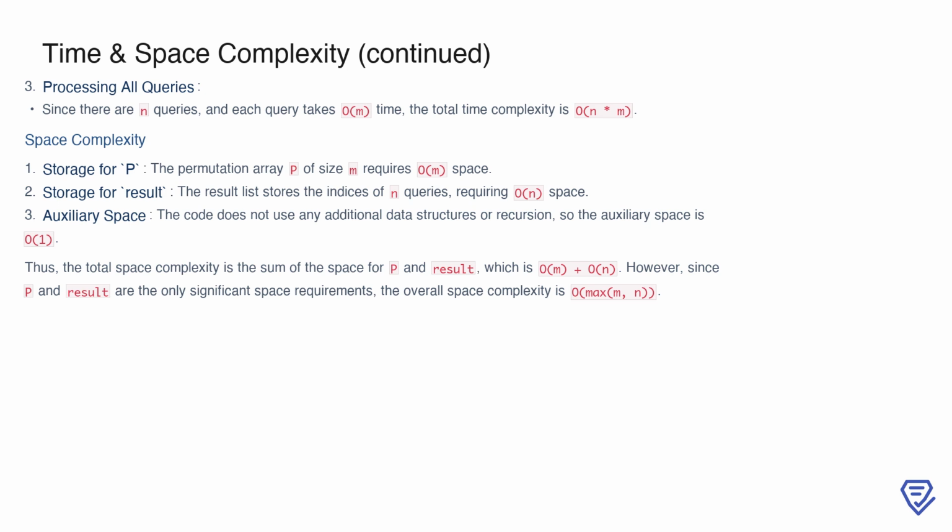Shifting our focus to space complexity, the primary space usage comes from the permutation array P, which has a size of m, requiring O(m) space. Additionally, we maintain a result list to store indices for the n queries, which takes O(n) space. Since no other significant data structures are used and the auxiliary space is constant at O(1), the total space complexity is the sum of the space for P and result, which is O(m) plus O(n). This simplifies to O(max(m, n)), as the dominant term depends on the larger of the two values.